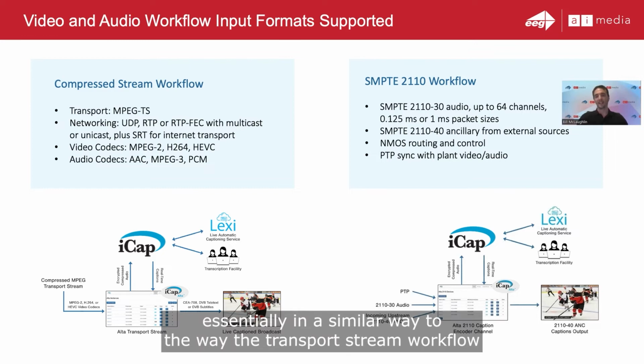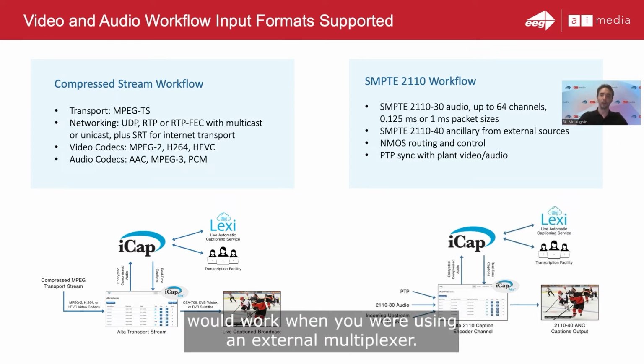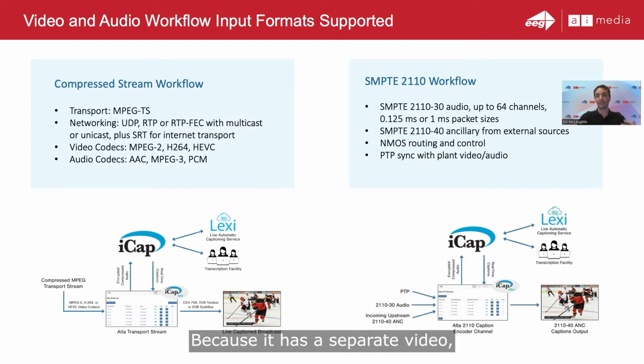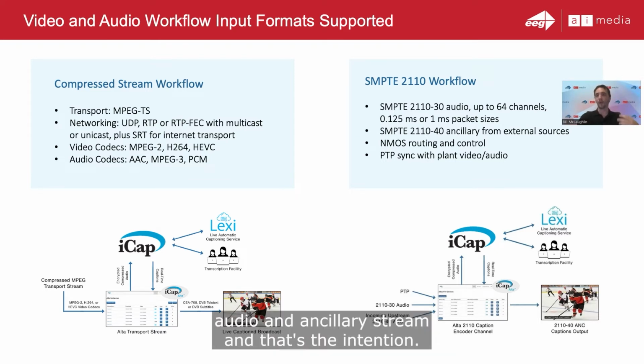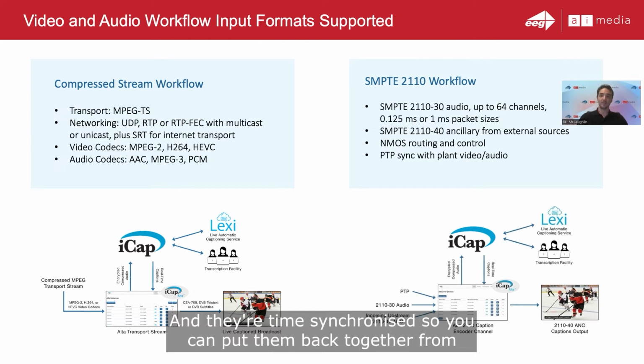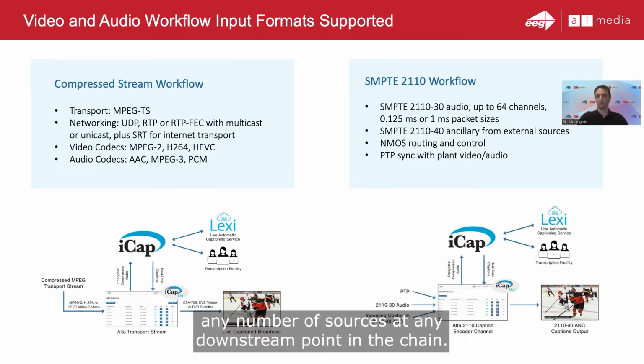And that synchronized ancillary stream will come out and then can be recombined with the video and the audio stream, essentially in a similar way to the way the transport stream workflow would work when you were using an external multiplexer. And with 2110, everything works that way, right? Because it has a separate video, audio, and ancillary stream. And that's the intention. They're separated. You can operate on them separately, and they're time synchronized, so you can put them back together from any number of sources at any downstream point in the chain.